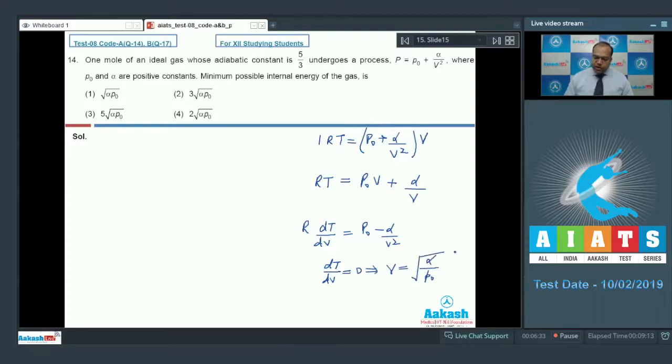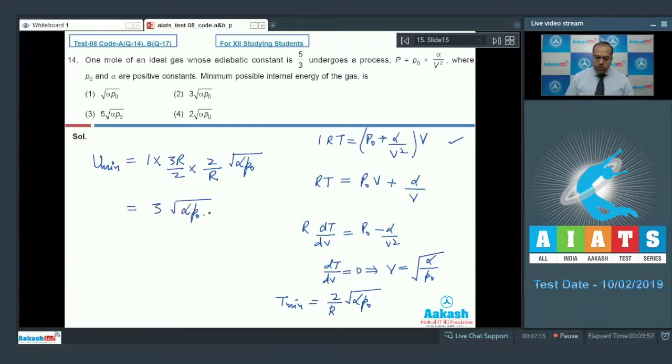From here, if I calculate the minimum value of the temperature from this equation, then the value of T minimum comes out to be 2 by R into under root alpha into P naught. So U minimum can be written as nCV into T. n is 1, the gas is monoatomic, so 3R by 2 is CV, and the minimum temperature is 2 by R into under root of alpha into P naught. If I solve this, it comes out to be 3 times under root of alpha into P naught. So option 2 is the correct answer.